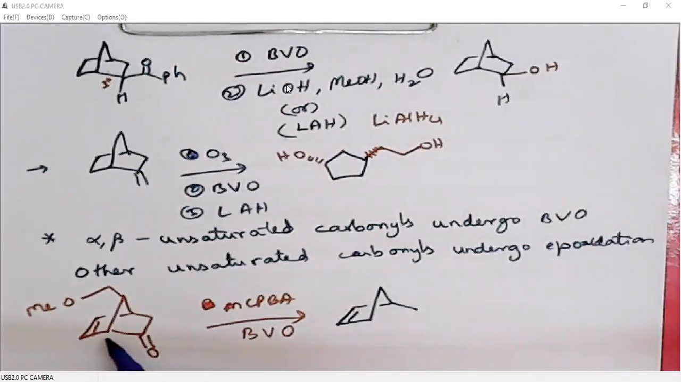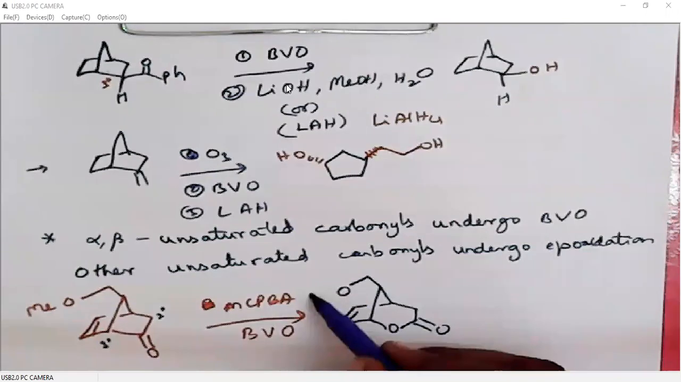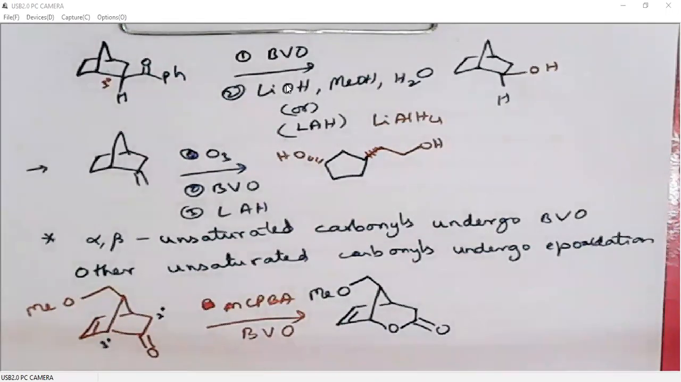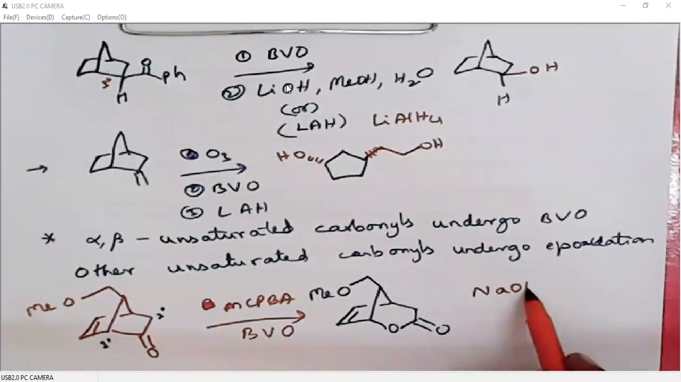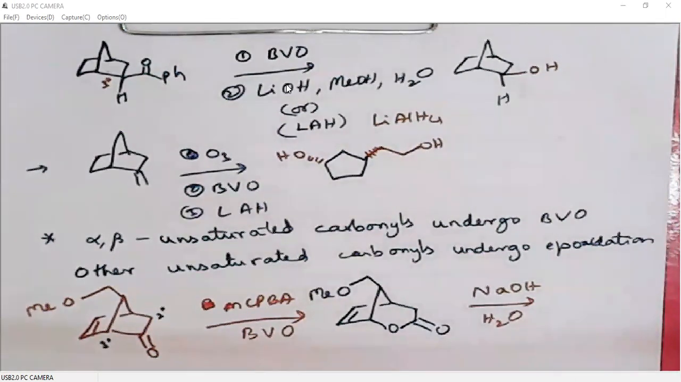Right, so this is a tertiary center, this is a secondary carbon, so tertiary gets the priority over secondary, so this carbon undergoes migration in Baeyer-Villiger oxidation. So this will give this lactone as the product. When we do sodium hydroxide hydrolysis, that is saponification, what happens?